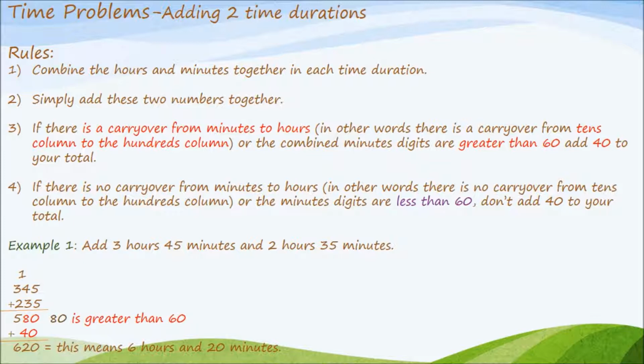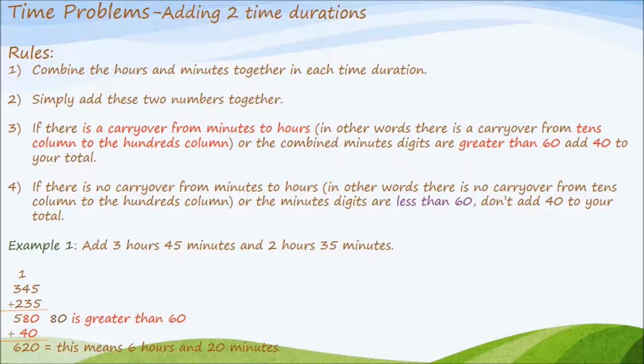Next, we're going to add these two numbers together. Then, if there is a carryover from minutes to hours, in other words, if there is a carryover from the tens column to the hundreds column, or the combined minutes digits are greater than 60, we're going to add 40 to your total. And finally, if there is no carryover from the minutes to the hours, or there's no carryover from the tens column to the hundreds column, or the minutes digits are less than 60, we do not need to add 40 to our total.